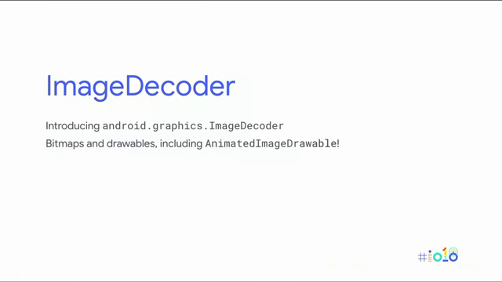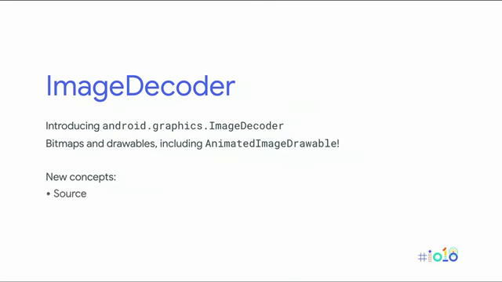Image decoder. I'm sure a lot of you are familiar with Bitmap Factory. And if you're not fond of that API, trust me, we're not either. So there's a new one called Image Decoder. It's part of Android P. The idea is to make it not only easier to decode images, but also to make it possible to decode animated images. So Image Decoder can decode bitmaps, but also drawables, including animated image drawables. There's this new thing called animated GIFs. I don't know, all the kids are using them.